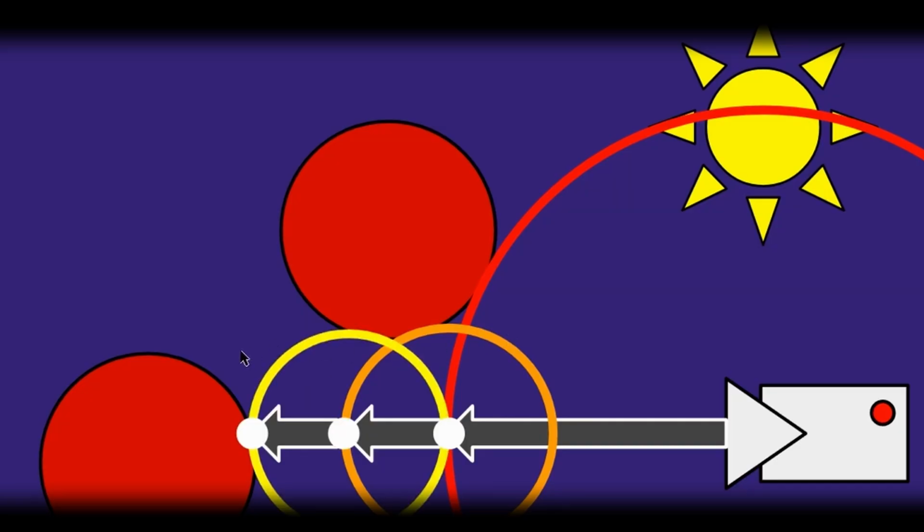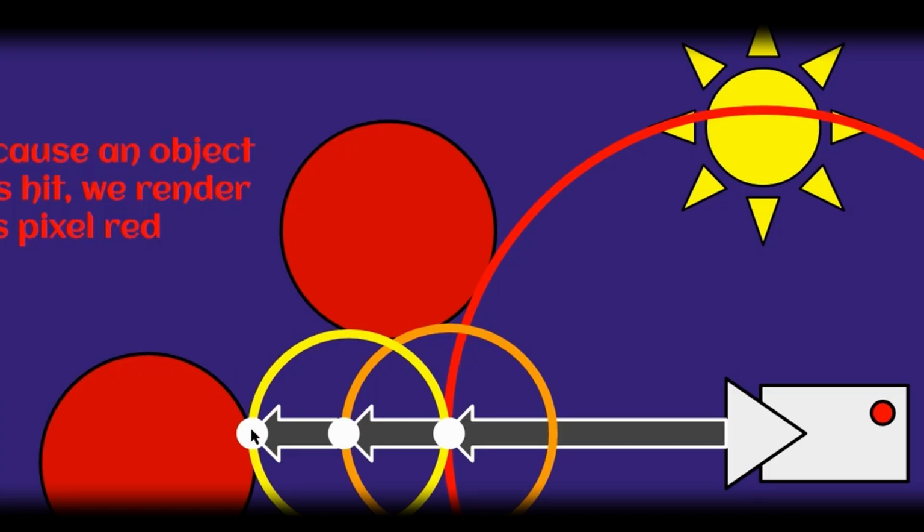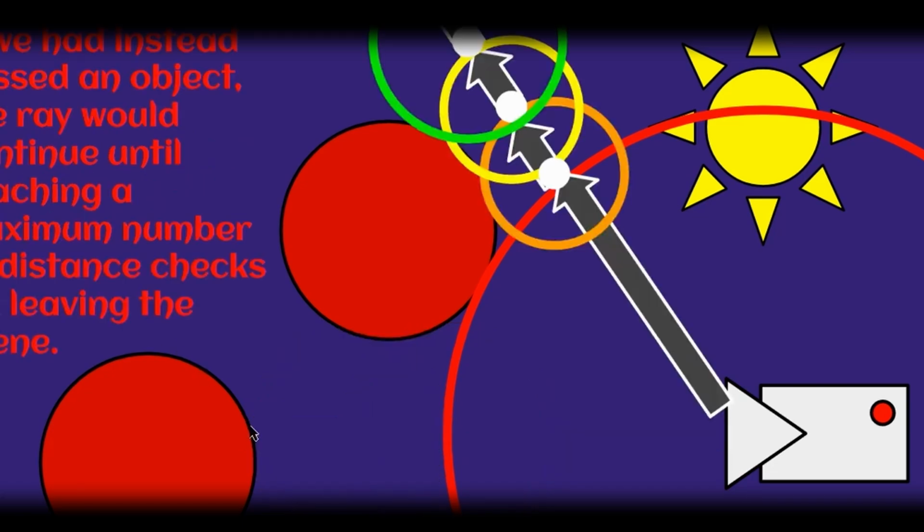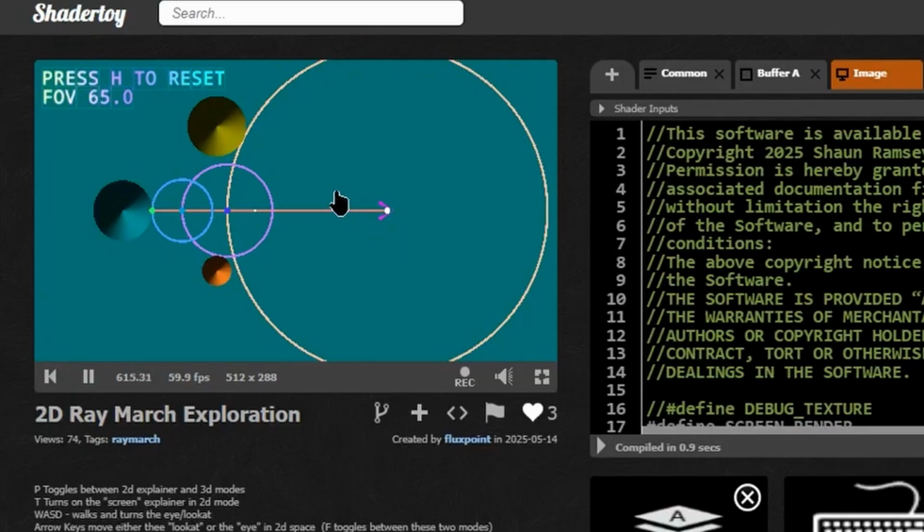So eventually when we hit an object like this, we color it on our screen with whatever color the object is here. So because this object was red, we would color the pixel red. If we had instead missed an object, the ray would continue until reaching the maximum distance somewhere off the scene. Now that we've established a foundational understanding, let's take a look at this.